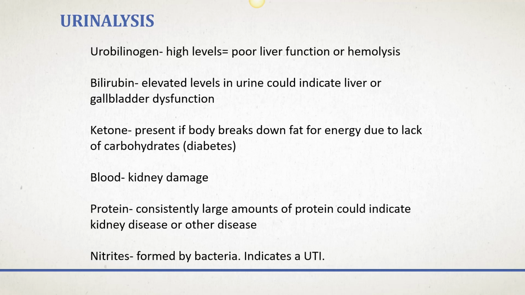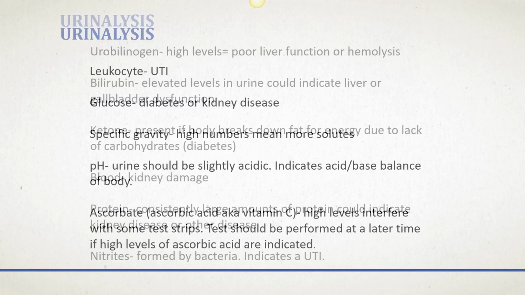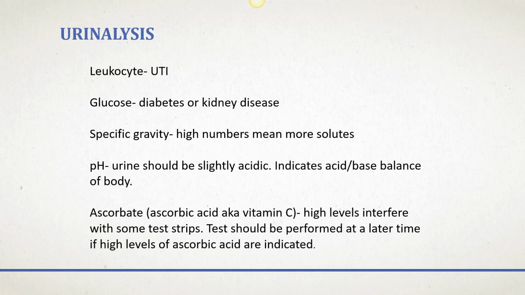Nitrites can only be formed by bacteria. So nitrates with an A can be produced by people, but nitrites with an I are only made by certain types of bacteria. So if you have nitrites in the urine, that would indicate that there's bacteria present, which could indicate a UTI or urinary tract infection. Leukocytes or white blood cells in the urine could also indicate a urinary tract infection, could also indicate some type of bladder cancer. Glucose could indicate diabetes or kidney disease.